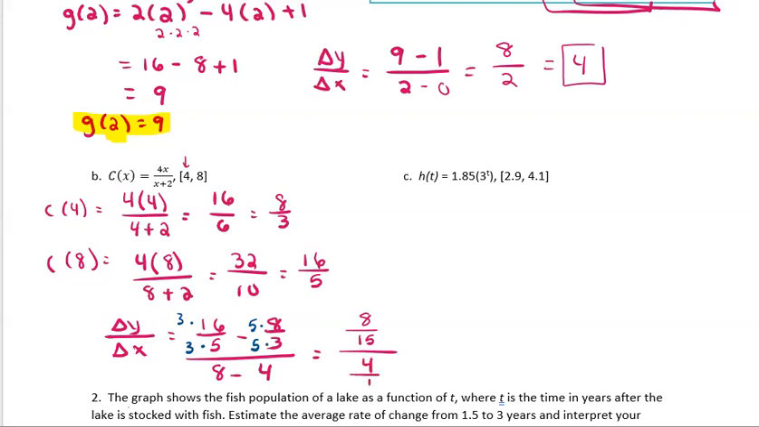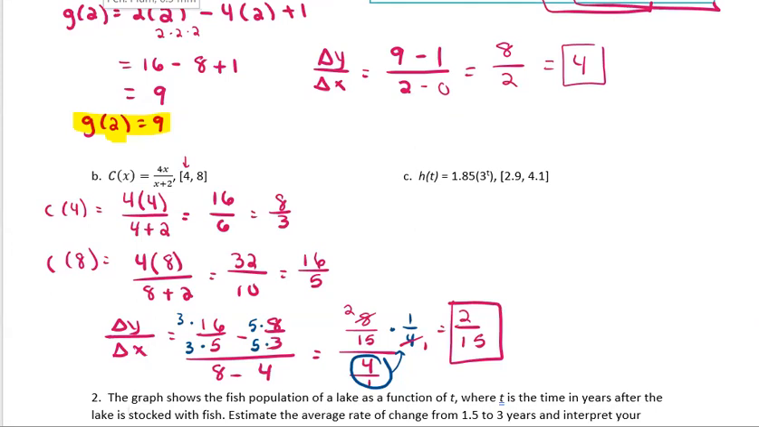I like to make it over 1 so that when I flip and multiply, I have that denominator and I can use it to flip. So here we have the complex fraction, so we need to flip the bottom, flip and multiply. Simplifying, and we're left with 2/15. So our average rate of change is 2/15.